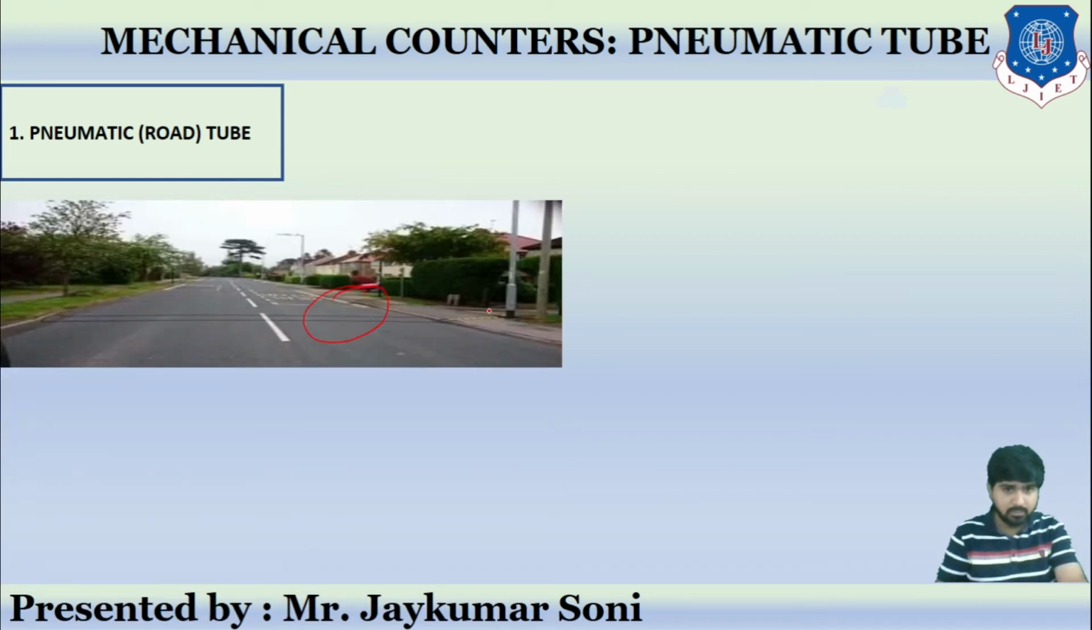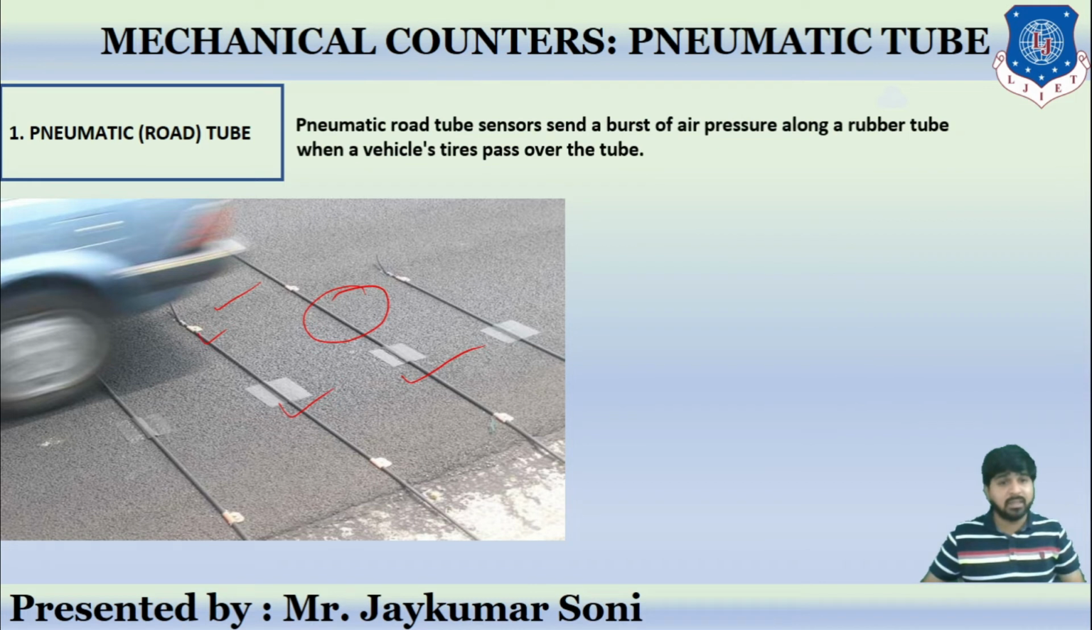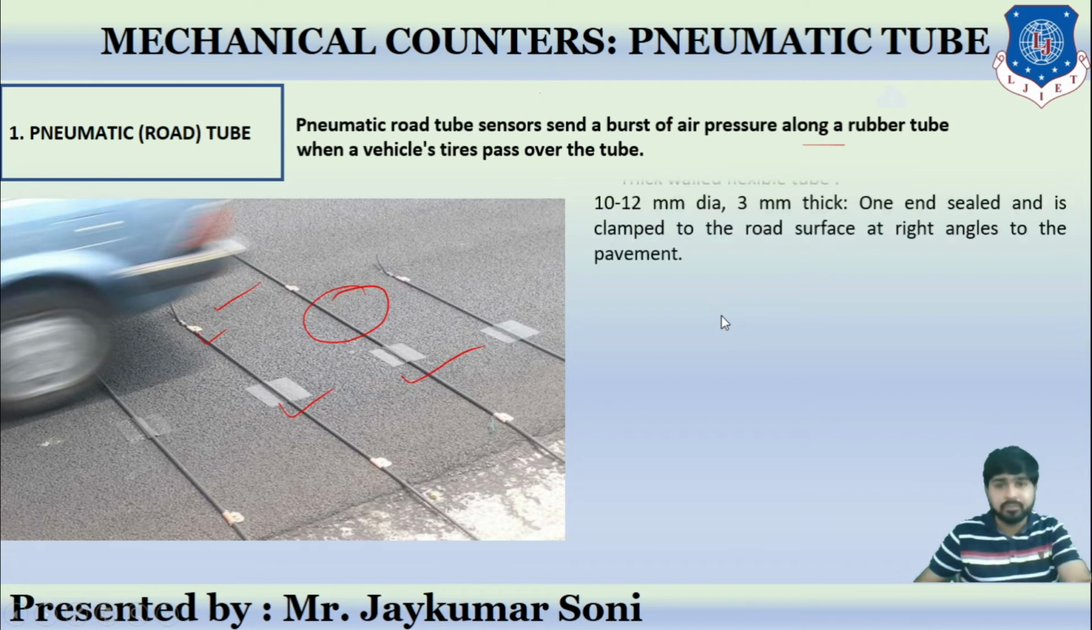You can observe these two points like this. If you zoom in, it will be like this. These are the pneumatic tubes. What happens is that when the vehicle crosses the tube, the sensors send a burst of air pressure. If this is the tube and my vehicle is traveling over it, the vehicle's wheel will compress the tube, and this compression will send the signal that this kind of vehicle has passed. So this is called a pneumatic tube.